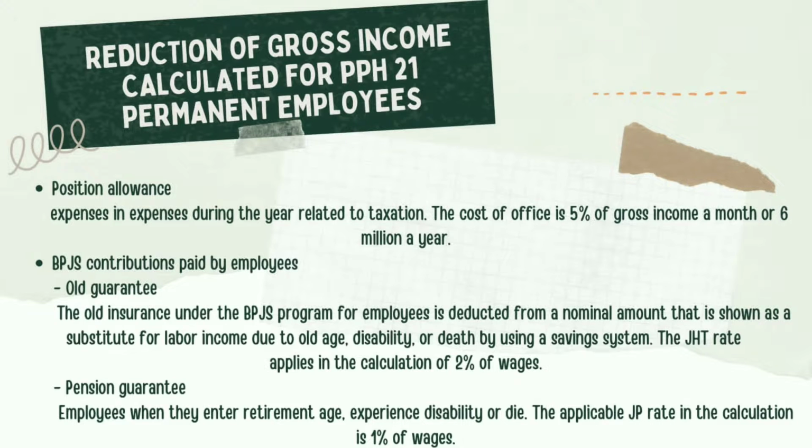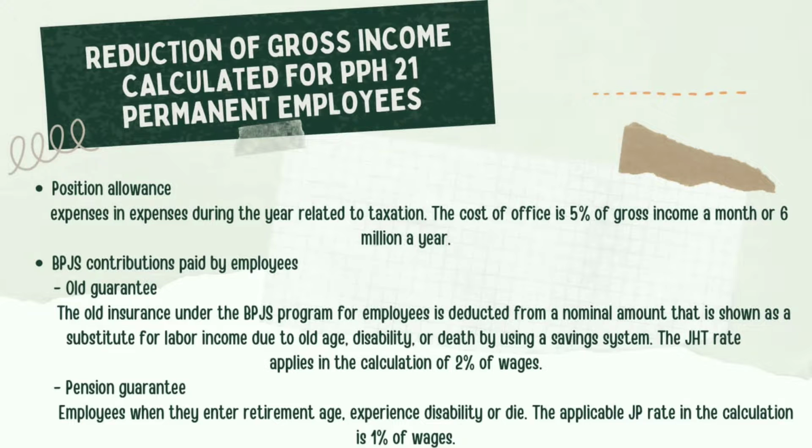The next one is the reduction of gross income calculated for PPH 21 for permanent employees. First is position allowance, expenses during the year related to taxation. The cost of office is 5% of the gross income amount or 6 million a year.